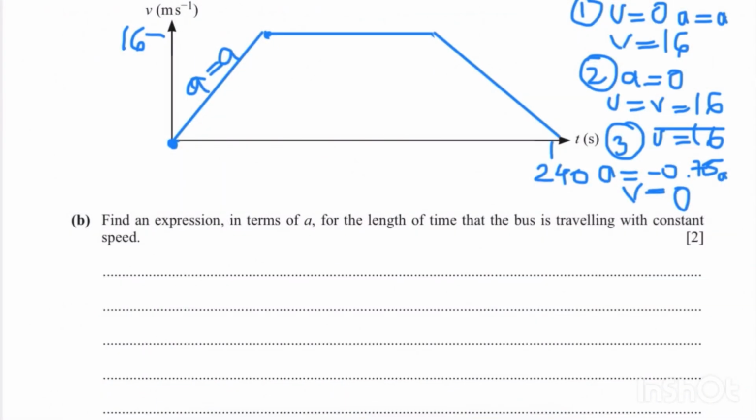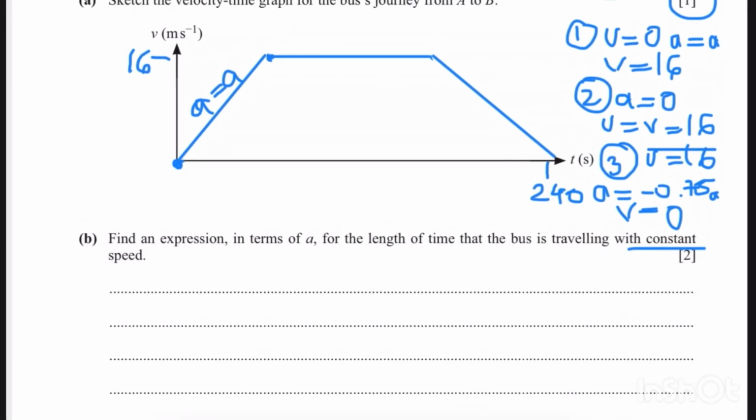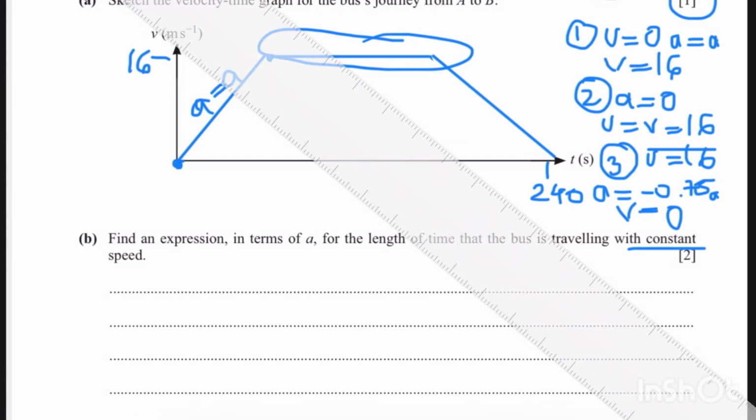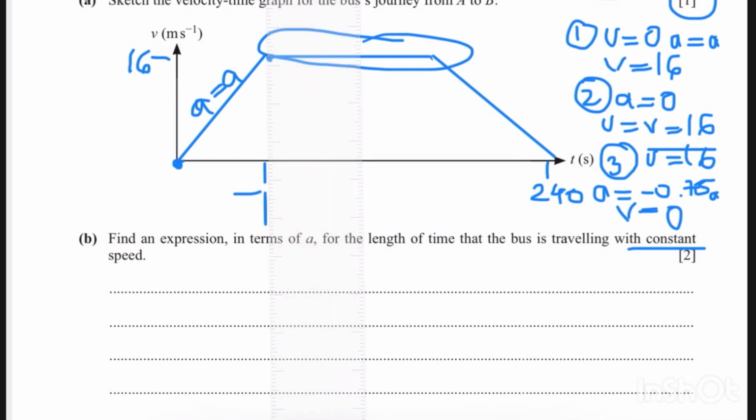Okay, so for part B, we have to find an expression in terms of a for the length of time that the bus is traveling at a constant speed. The length of time that it was traveling at a constant speed is this. But we don't have the individual time segments at these points, T1 and T2. So in order to find it, we can subtract T1 and T2 from the total time, which is 240.